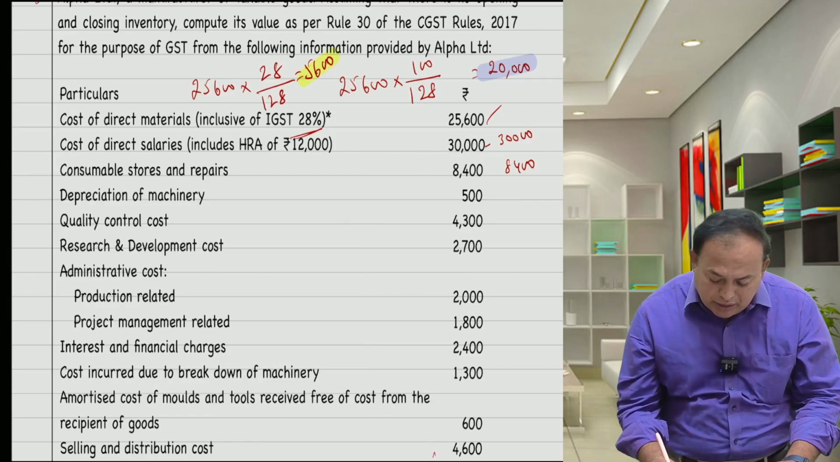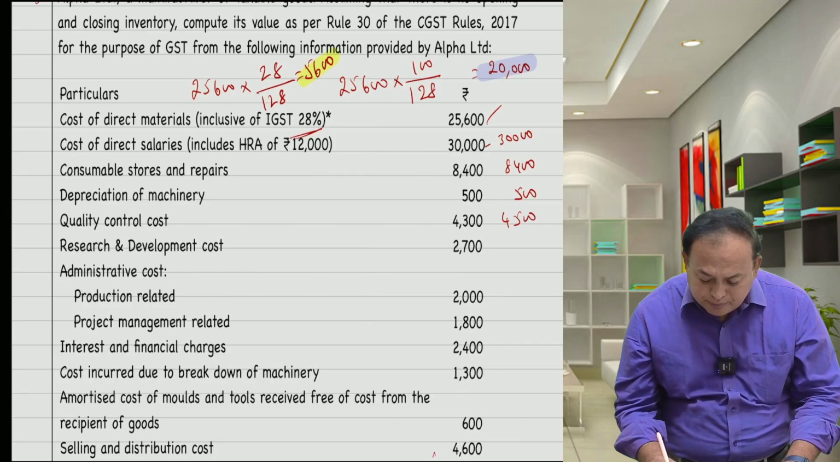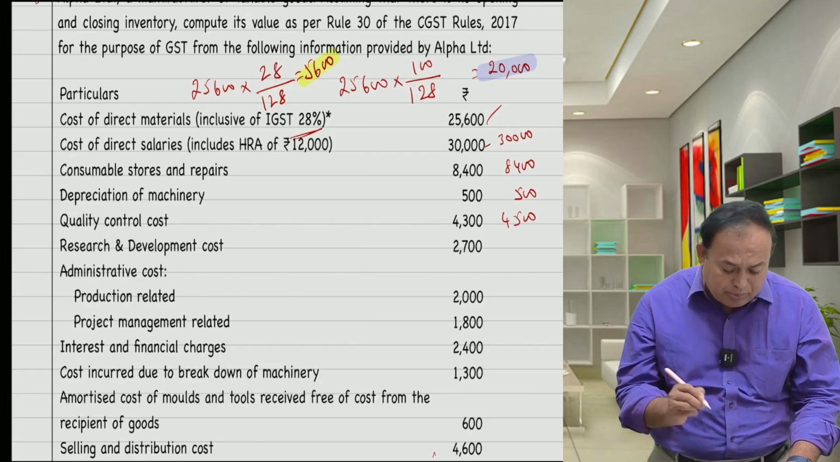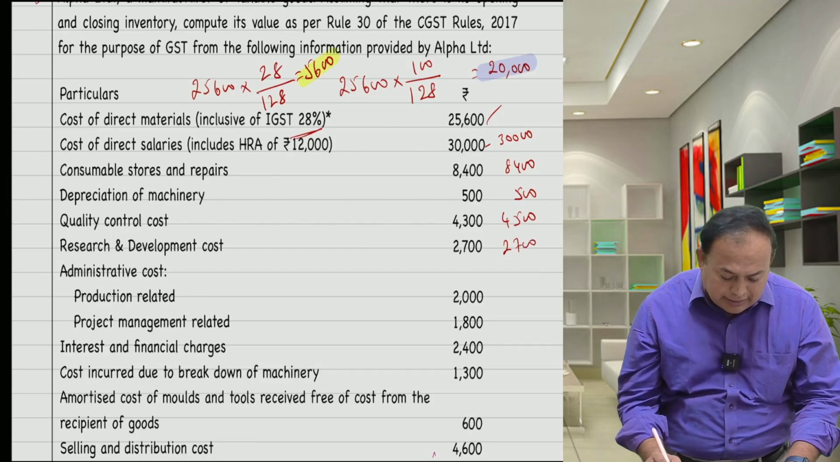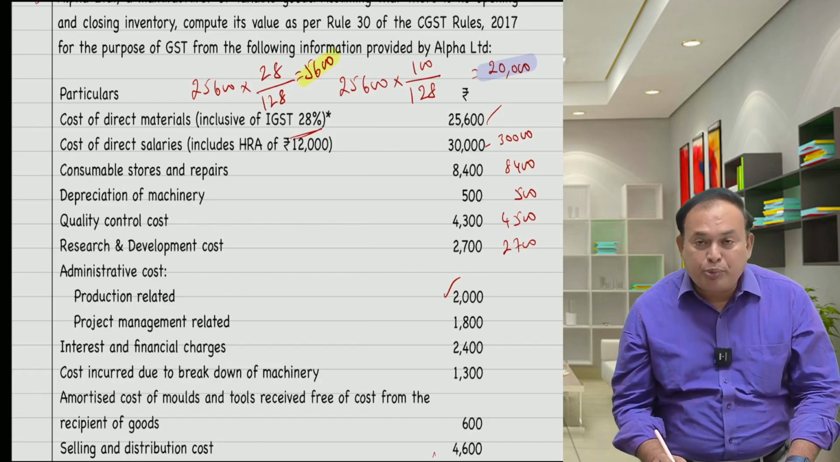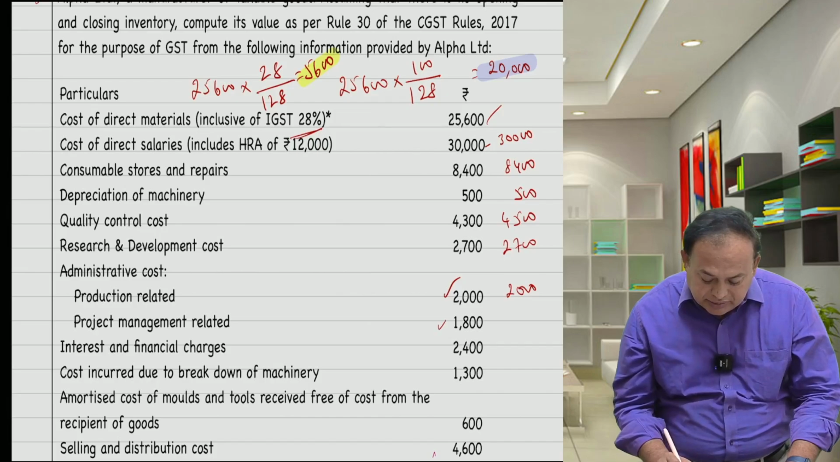Depreciation of the machine is absolutely addable. QC, quality control cost, will also be addable. Then R&D, without which it is difficult to carry the product. Therefore, the given R&D is for the given product only. Therefore, 2,700 is addable. Administrative cost, only product related should be considered, not the office oriented. This should not be considered.